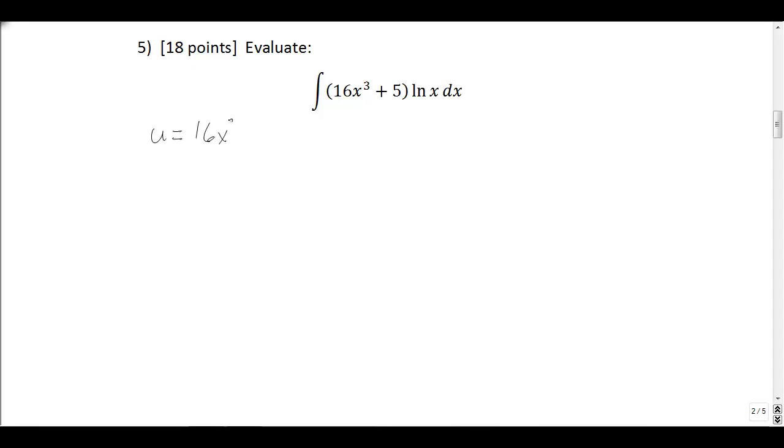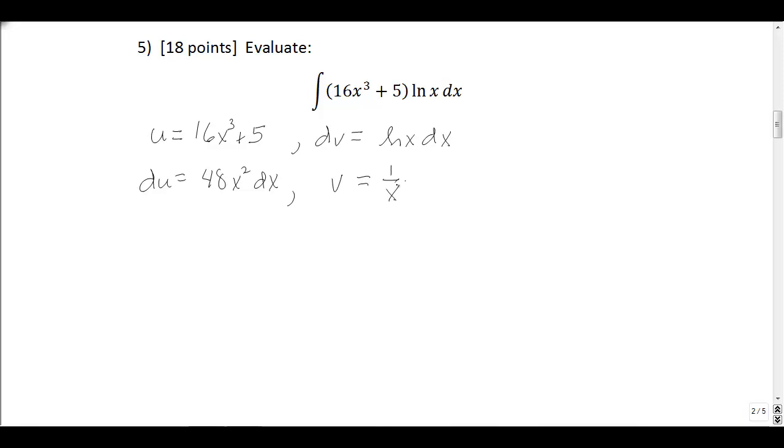u is 16x cubed plus 5. Oops, let me write that 5 a little more cleanly. And then dv here would be natural log x dx. And then you go, okay, I wanted u to be this because when I do a du, I differentiate. That's going to give me 48x squared dx. And then I want to find the v, and here's where the problem is, what I saw a lot of is this, v equals 1 over x.